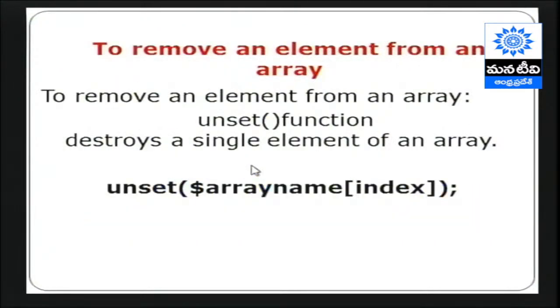How to remove an element from an array? To remove an element from an array, we can use the unset function, a library function which destroys a single element of an array. So, unset, and the array name followed by the index of the element or location we want to remove must be given as an argument in this function.